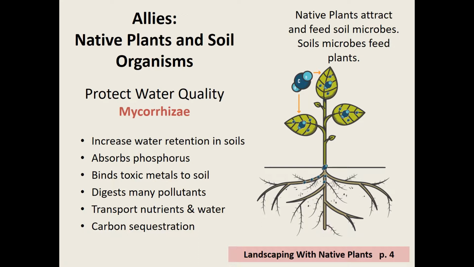Mycorrhizae are one of these organisms that we cannot see, but have evolved with native plants to form a very important relationship. Plants create sugars from the sunlight that help feed the mycorrhizae, and the mycorrhizae in turn can absorb nutrients from the soil, making them available to plants. Mycorrhizae can increase water tension in soils, absorb phosphorus, bind toxic metals to soil, digest many pollutants, transport nutrients in water, as well as sequester carbon.